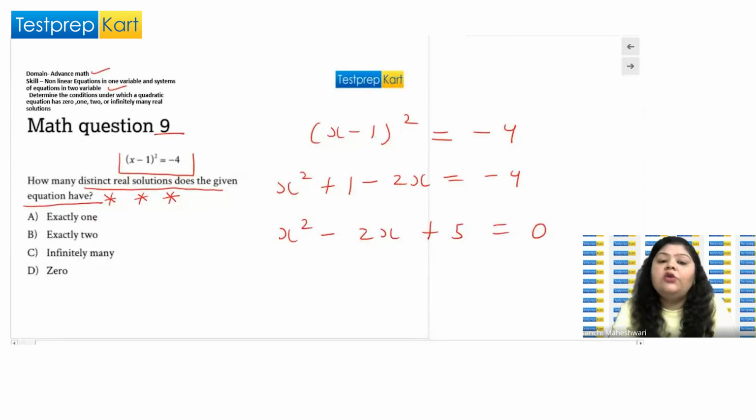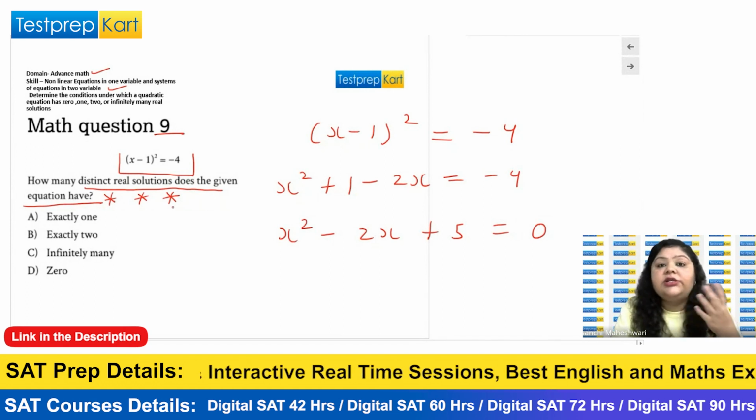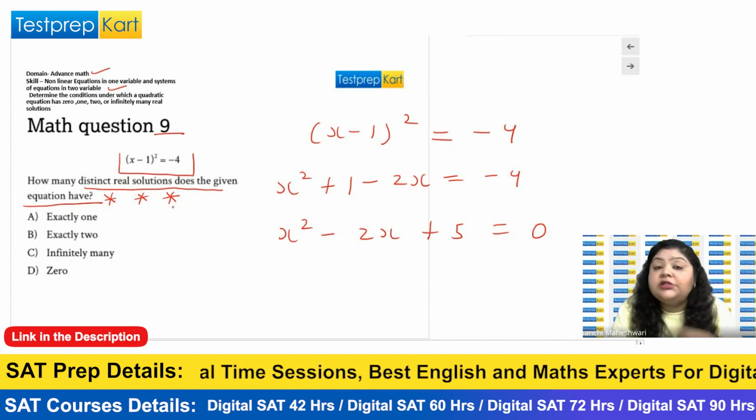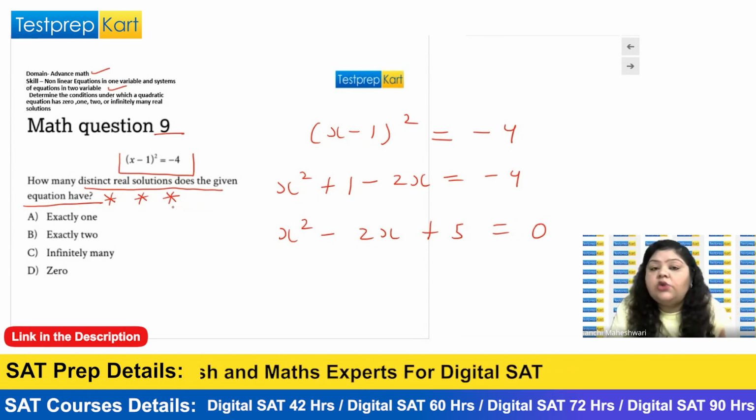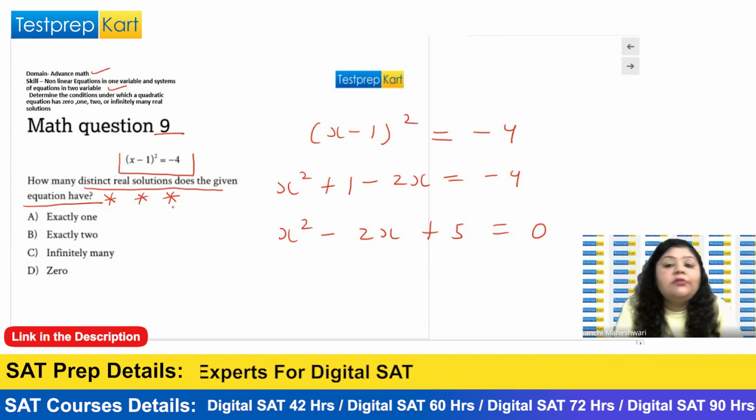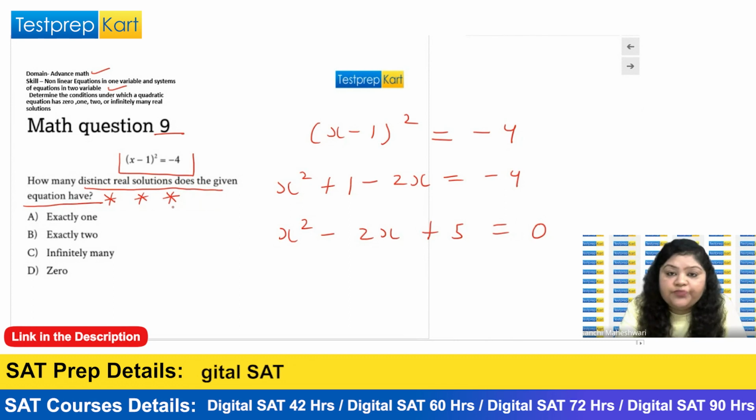Now have a look at the question. It is asking about how many distinct real solutions there are. It is not asking what the real solutions are. Are you getting my point? It is not asking about the roots. It is asking about the nature of the roots. Is it clear to you?